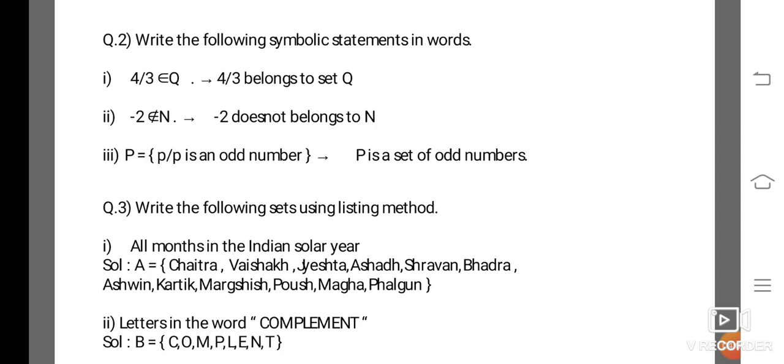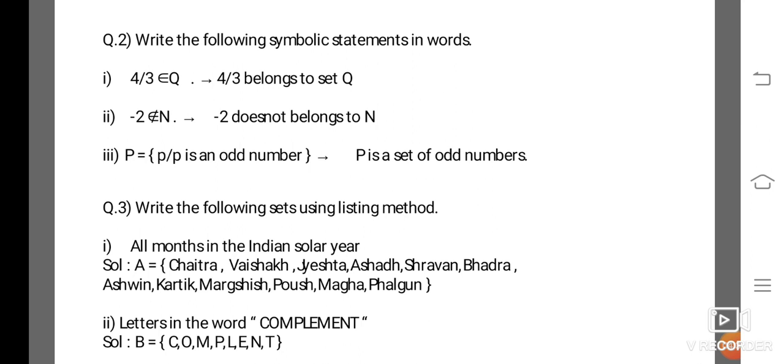Write the following symbolic statements in words. First is 4/3 belongs to set Q. Second, -2 does not belong to N. Third, P is equal to curly bracket p such that p is an odd number. We say P is a set of odd numbers.